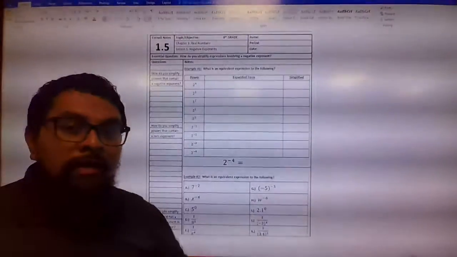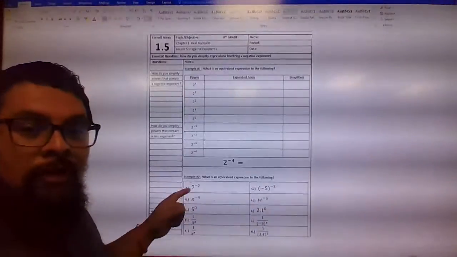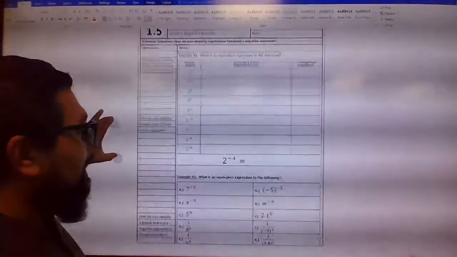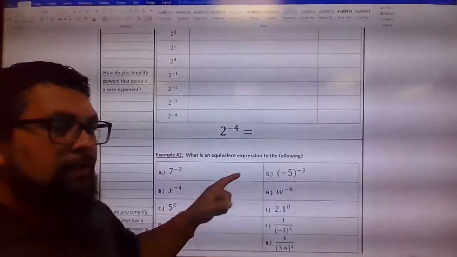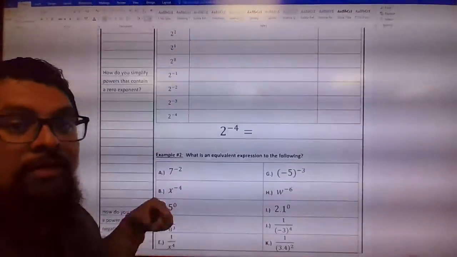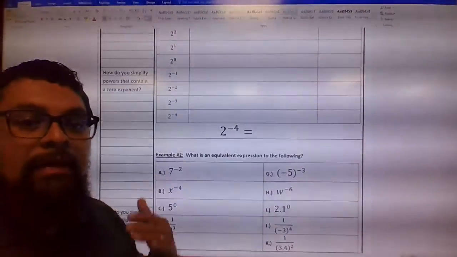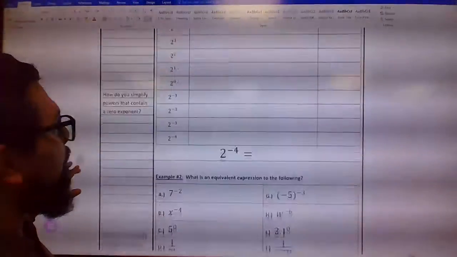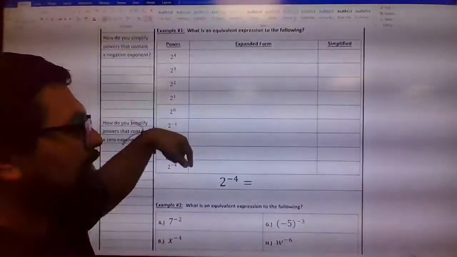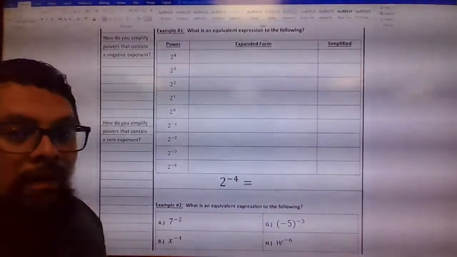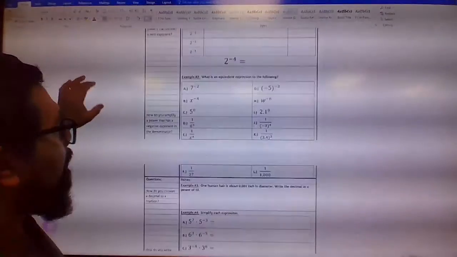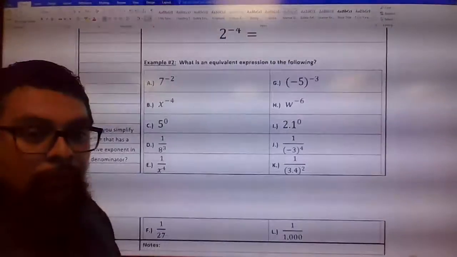All right, so we are going to go ahead and move on to example number 2. Okay, so we're going to actually solve these problems here. It's asking, what is an equivalent expression to the following? So these negative exponents right here, we're going to turn them into positive exponents. It's going to be an equivalent. Okay, it's what we did up here, how we converted these. If you haven't seen how we did these, then go ahead and look at the earlier video or the earlier lesson. Okay. All right, so let's go ahead and do example number 2.